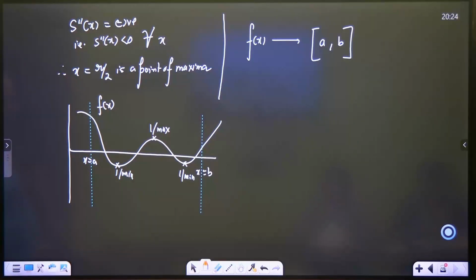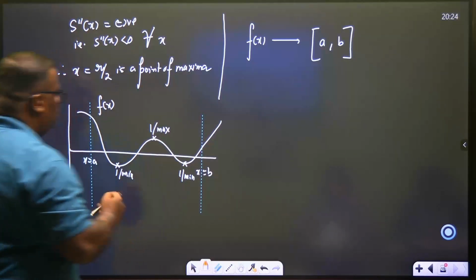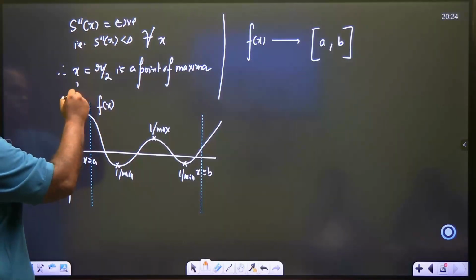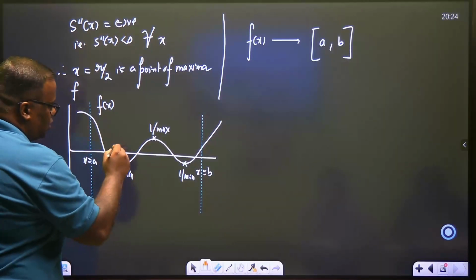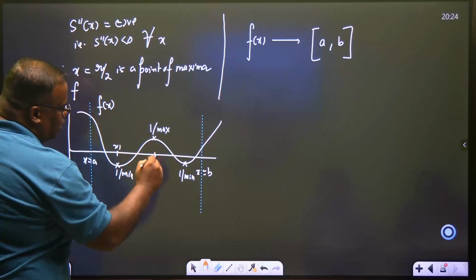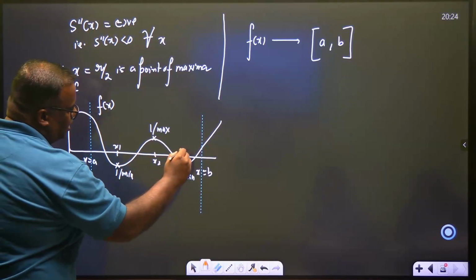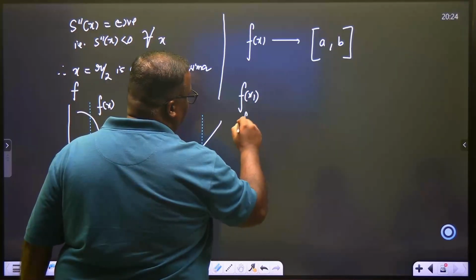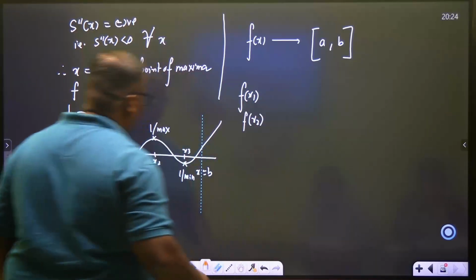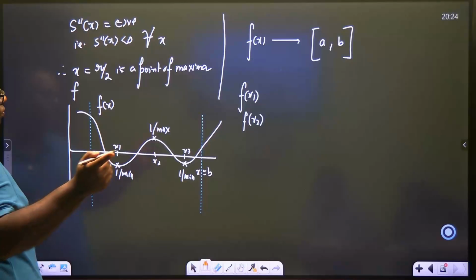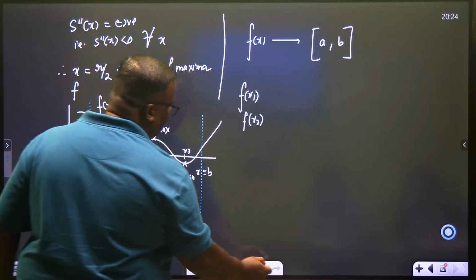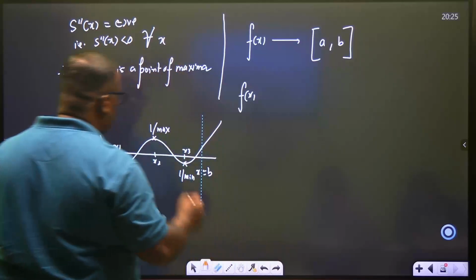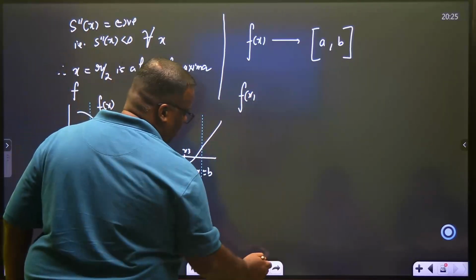But when you are doing it in an interval, you should also check the value of the function at the interval endpoints. Suppose this point is x1, this point is x2, this point is x3. Earlier you would check f of x1, f of x2. Say you are trying to find maxima. What will you check? You will check only f of x2. Do you agree or not?